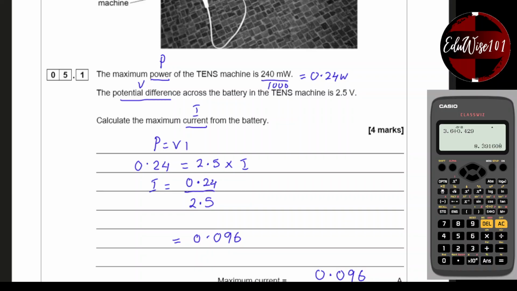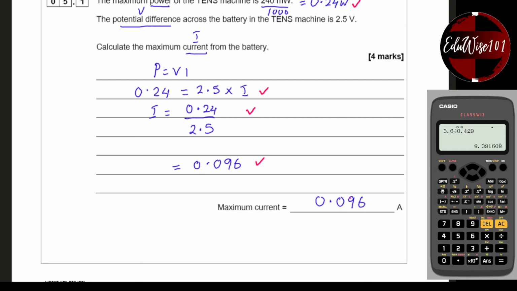So for the 4 marks, 1 mark for the conversion, 1 mark for the substitution, 1 mark for rearranging the equation, and 1 mark for the correct answer, or you get all 4 marks if you simply write down the correct answer in the line. Next question.